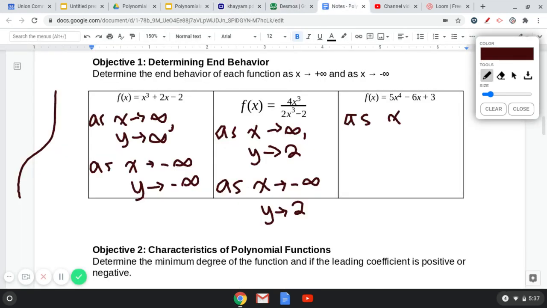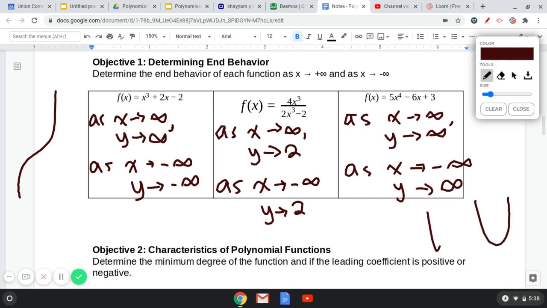So as x approaches infinity, y approaches infinity, and as x approaches negative infinity, y approaches infinity. So if you know the rules, what each graph will look like, you wouldn't have to actually graph these. You can just say, I have a positive coefficient, it's x to the 4th, which means it'll look something like this, and it doesn't matter what this middle part does, because the end behavior will be the same no matter what.